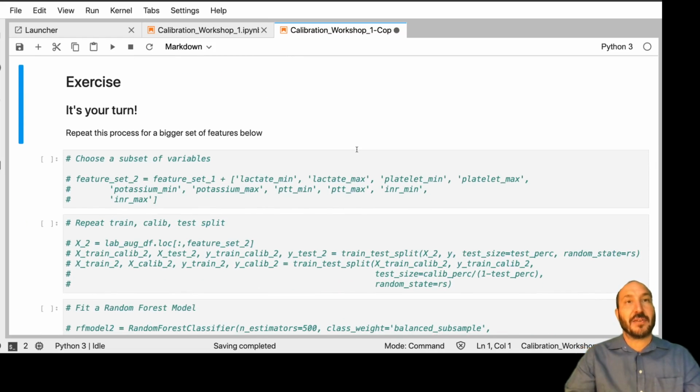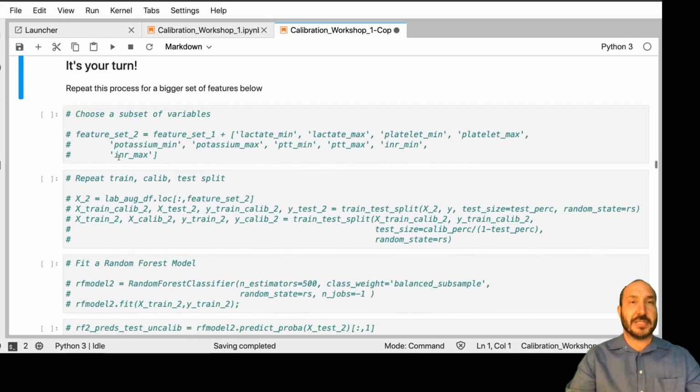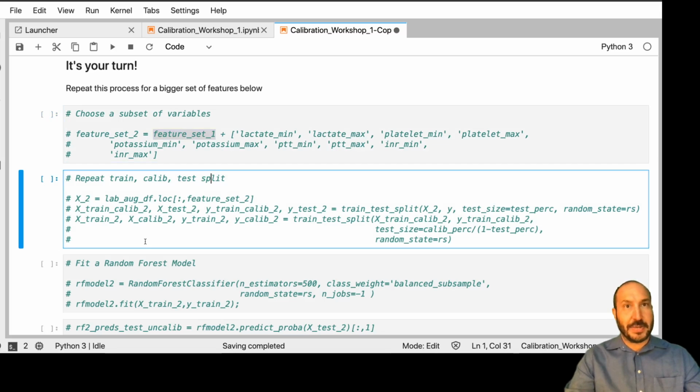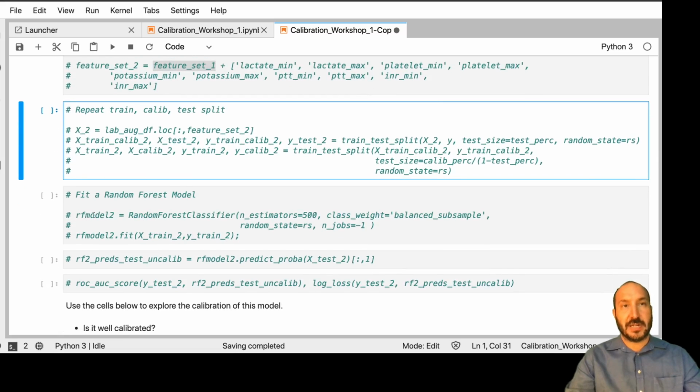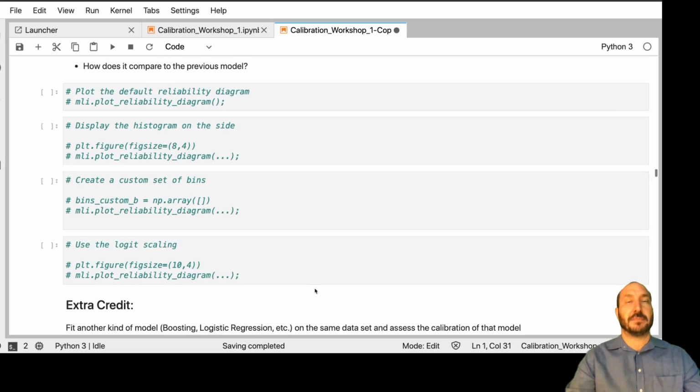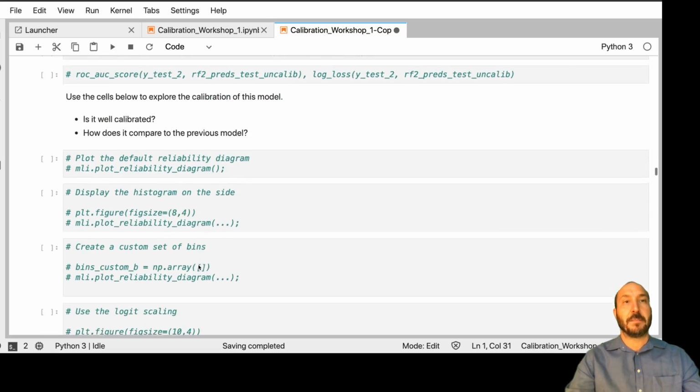Okay, so we're going to stop now for the first exercise, and what I want you to do is to repeat this process for a bigger set of features below. So if you uncomment these next few cells, you'll see I'm going to make a bigger feature set called feature set 2, where I take the features in feature set 1 and add a bunch more. And we're going to repeat that train test split, train calib test split, fit a new random forest model, RF model 2, make the same predictions, look at the results, and then I want you to plot some reliability diagrams using some of the functions that we had up here.